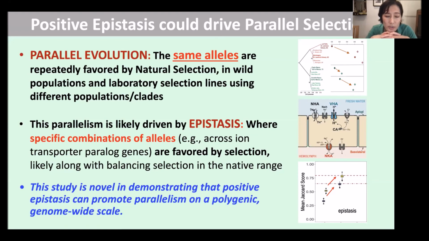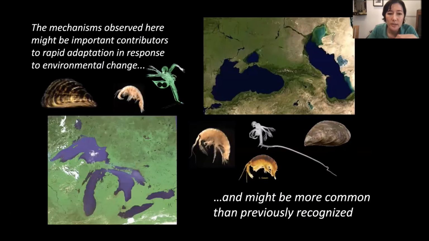So this study is novel in demonstrating that positive epistasis can promote parallelism on a polygenic genome-wide scale. And I'd like to also mention that this mechanism observed here might be relevant for other systems where rapid adaptation to environmental change is occurring. As I mentioned earlier in my talk, many organisms are experiencing this dramatic salinity change and rapid habitat change in general due to climate change. And this particular mechanism that I talked about today might be more common than previously has been recognized.